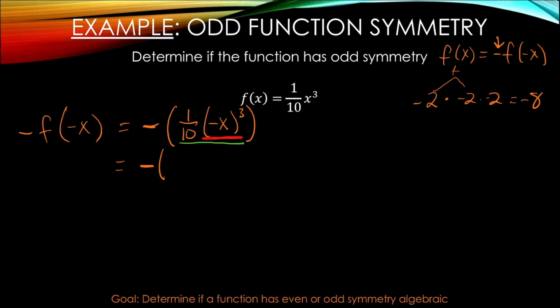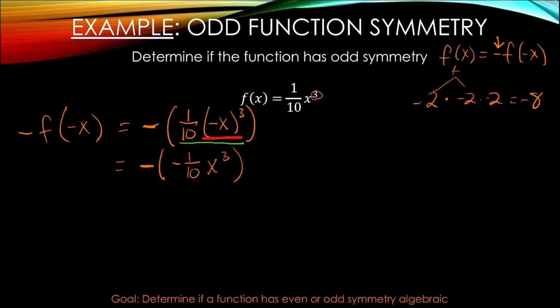Now if I put a positive number in there, whatever I put in there, it's going to stay negative. If I have an odd exponent, it will stay negative. Okay, so let's look at this. That means I can simplify this to be a negative 1/10 x to the third. We were just able to simplify that.